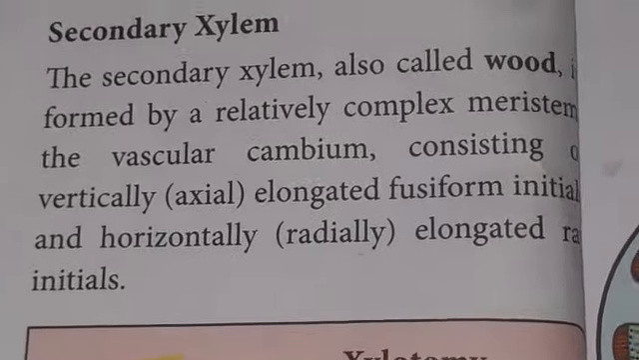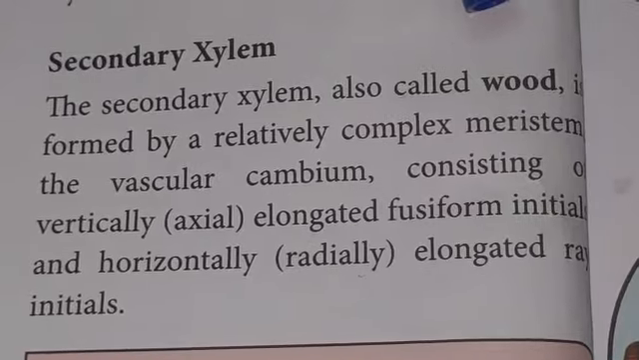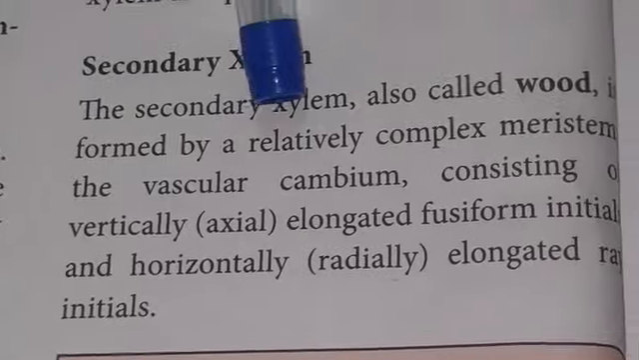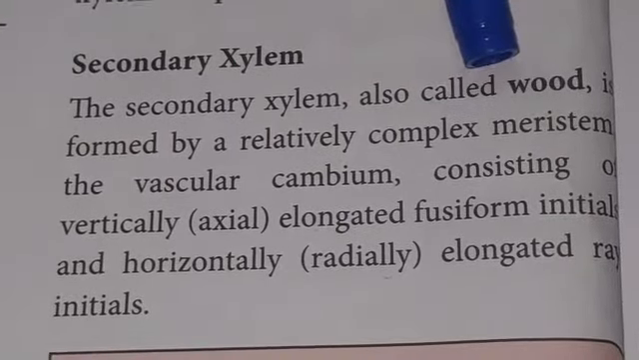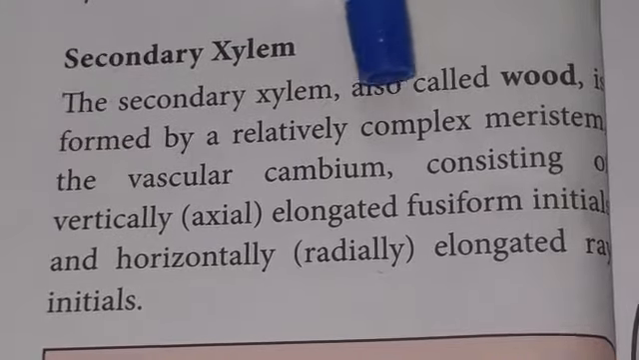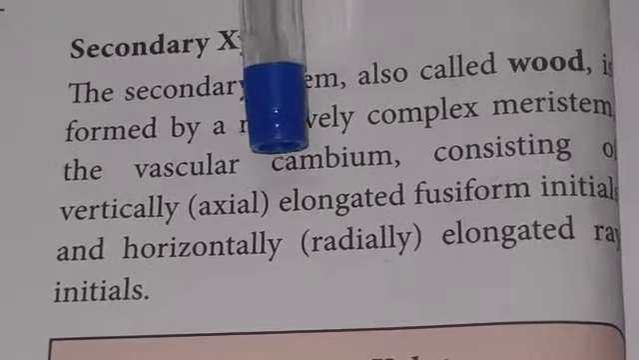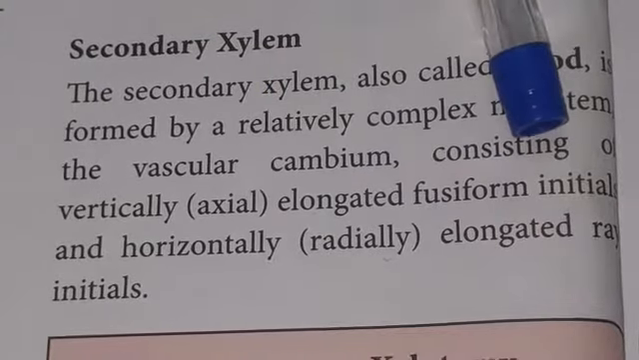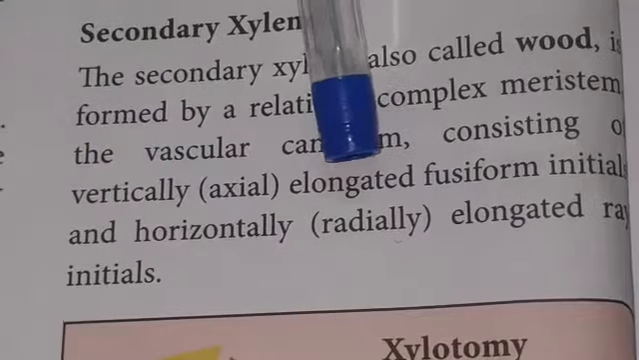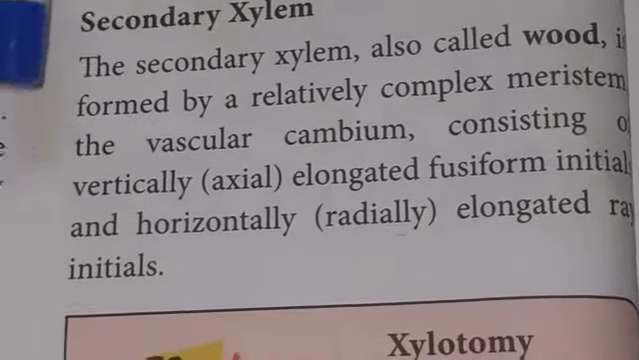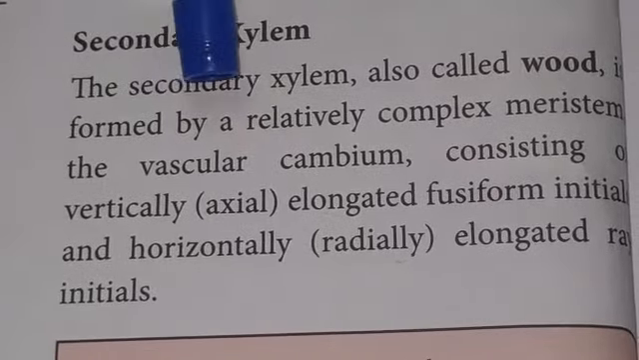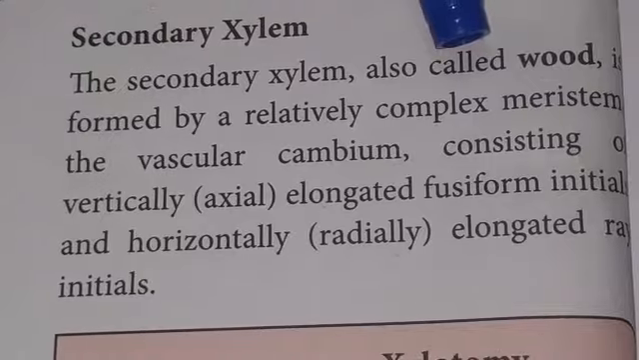The secondary xylem is also called wood because the trunk region is mainly made up of secondary xylem. Wood is formed by a relatively complex meristem, that is the vascular cambium. The vascular cambium consists of vertically elongated fusiform initials, the axial fusiform initials, and horizontally, radially elongated ray initials.